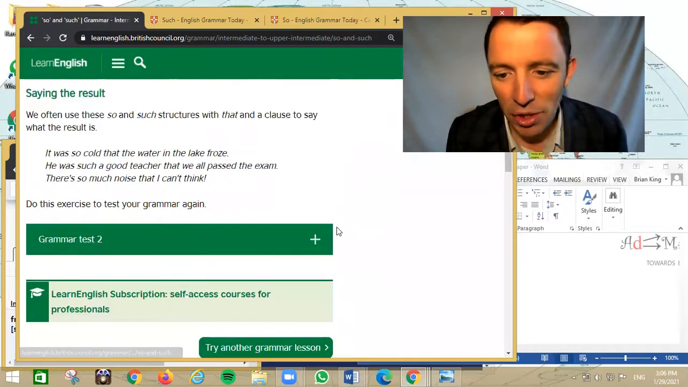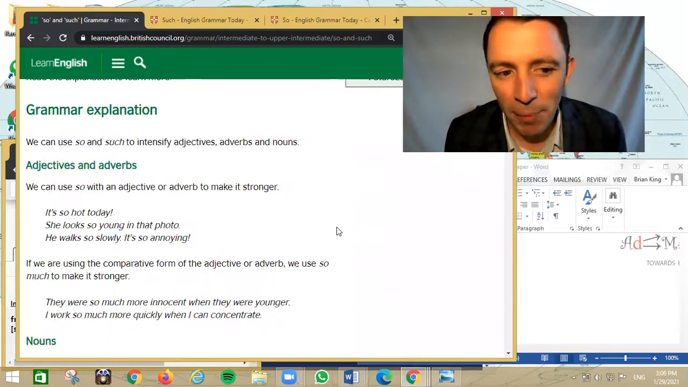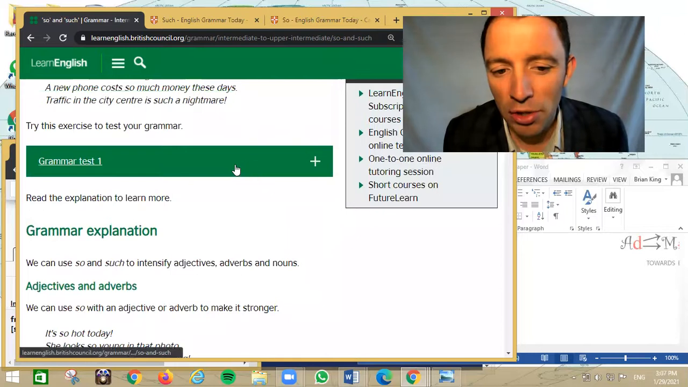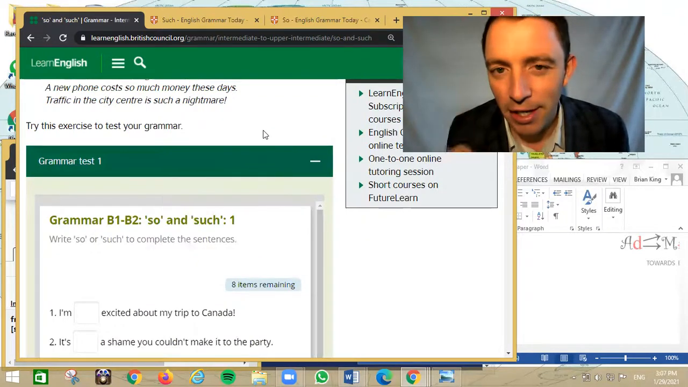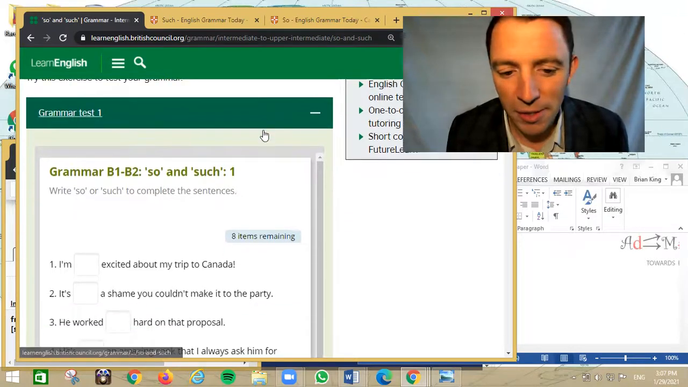We have two exercises here: grammar test 2 and grammar test 1 at the top. So vamos a ver, let's have a look at grammar test 1, and hopefully we can have a good result.